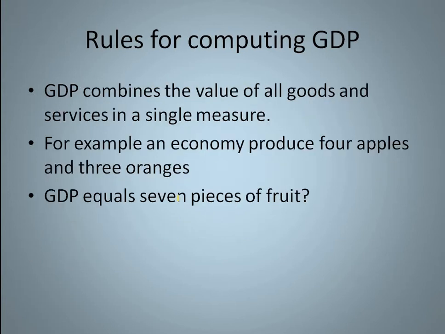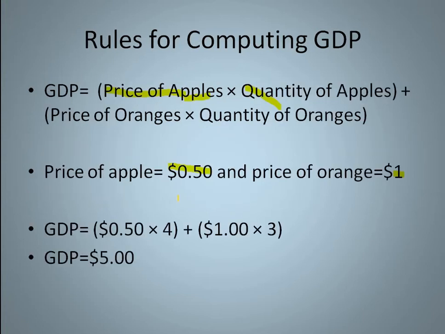Here is an example: 4 apples and 3 oranges. So 4 is the quantity. We will multiply 0.50 by 4, plus the value of an orange, which is $1, times the quantity 3. So the GDP is $5.00.